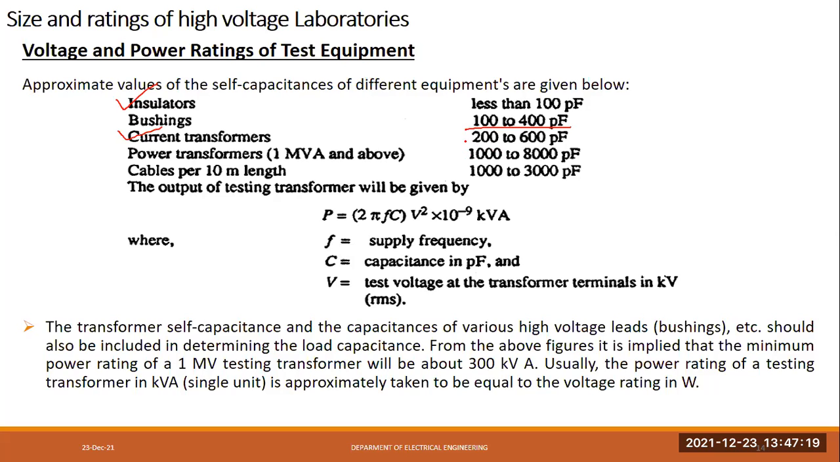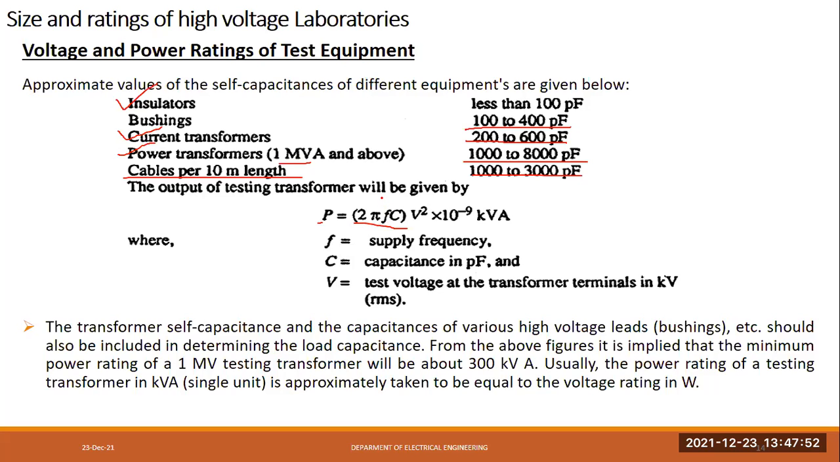CT again has a self capacitance value of 200 to 600 picofarad. Then the power transformer, with a rating of around 1 megavolt ampere and above, should have 1000 to 8000 picofarad. Then cables of 10-meter length should have 1000 to 300,000 picofarad. So we can understand that the output of such a testing transformer can be identified. P is equal to 2 pi f C V squared. So you can write it down.